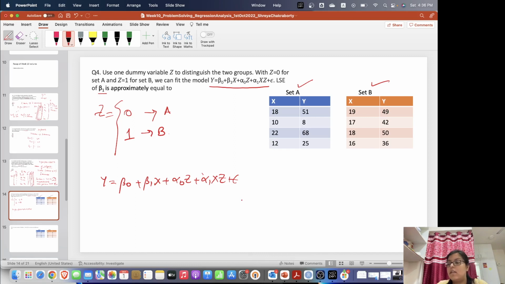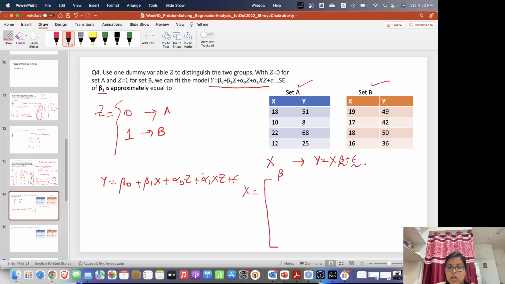The thing is how we should go about this problem. In order to find the estimates of our regression parameters or coefficients, the first thing we have to do is write down the X matrix, to write it in the form of y equals X beta plus epsilon. So if I write down the X matrix in this method, how should we write it down?